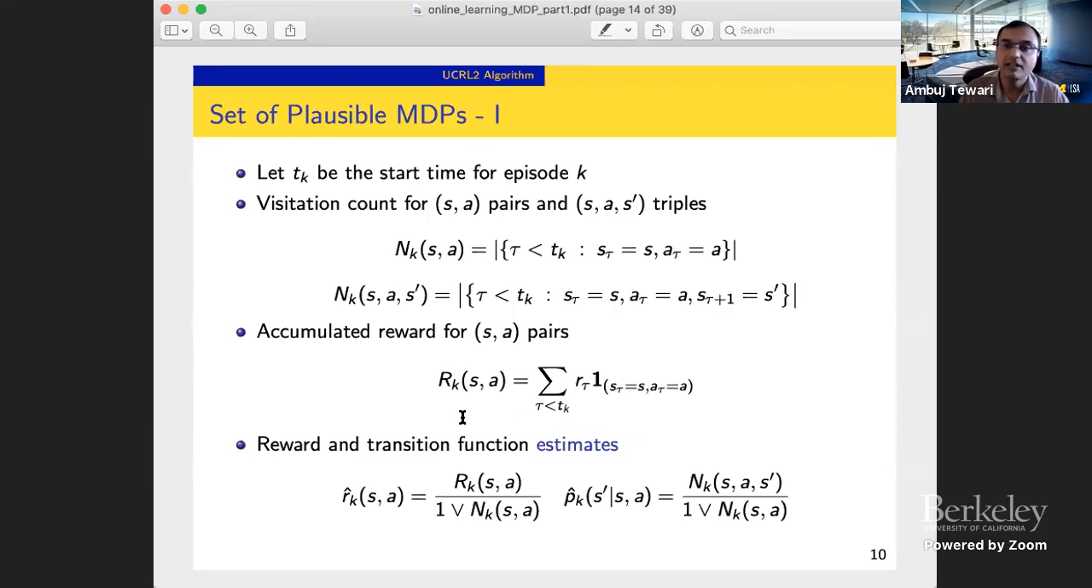The third statistic I maintain is the reward, right? The total reward that I have gathered in a particular state-action pair combination. And these statistics will give me point estimates. So right now I don't have a set. I have a particular single MDP, which is my estimate for what the true MDP might be. I can obviously divide the capital R_K, the total sum of rewards, by the count. That's my estimate for how good this state is in terms of the immediate reward. And then I can also divide the triple counts by the count for the pair SA. That's my maximum likelihood estimate for the S prime, S, A entry of the transition function.